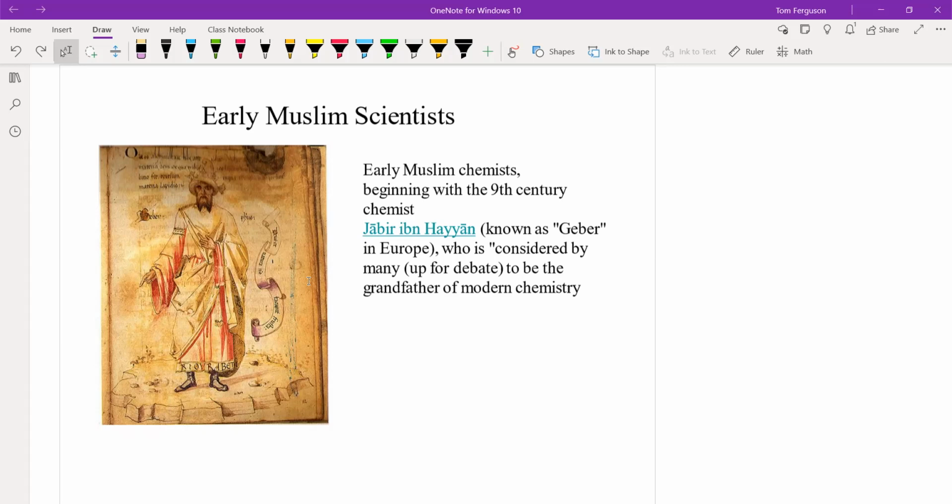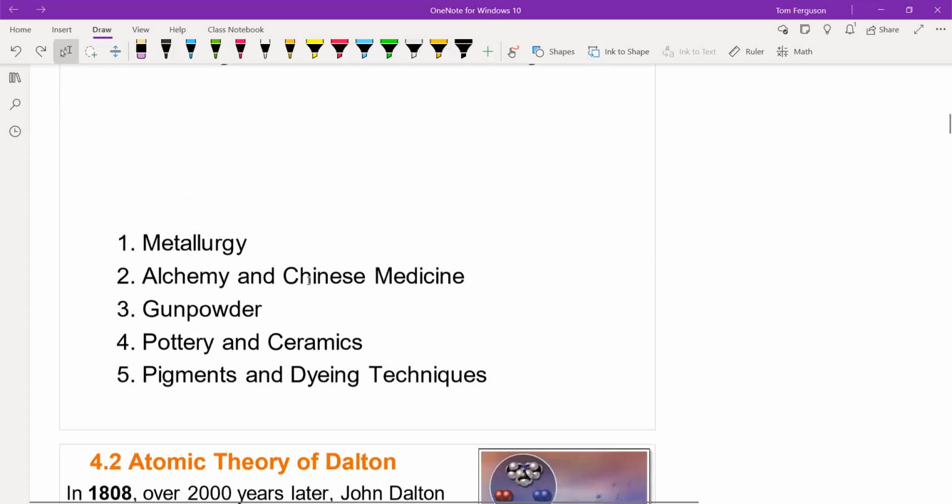The Chinese did a whole bunch of stuff. They were involved with metallurgy, medicine, gunpowder, pottery, ceramics, dyeing techniques, way ahead of Europe. And these two centers of scientific knowledge are usually ignored. Like, for example, our numbers are Arabic. A lot of people don't realize that either.